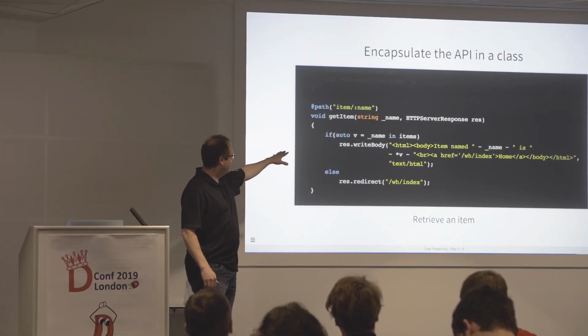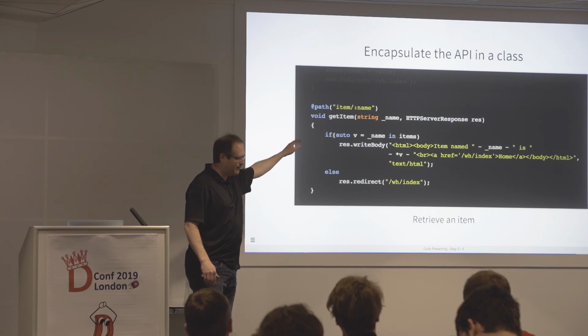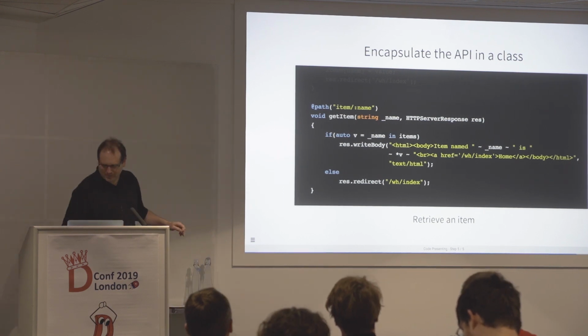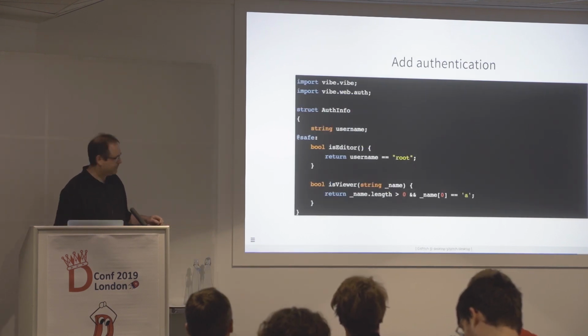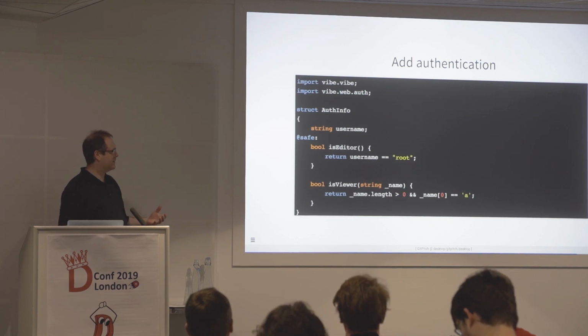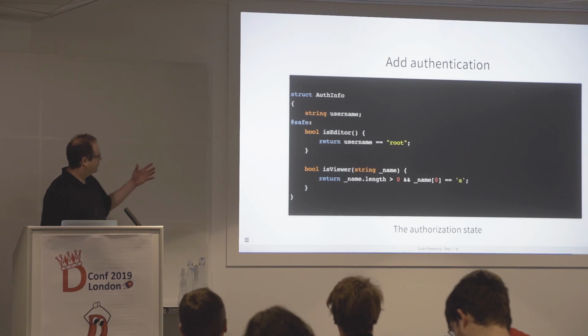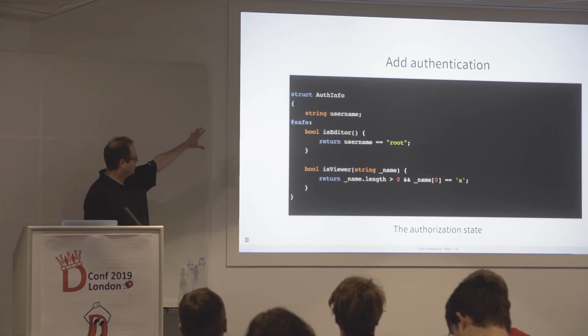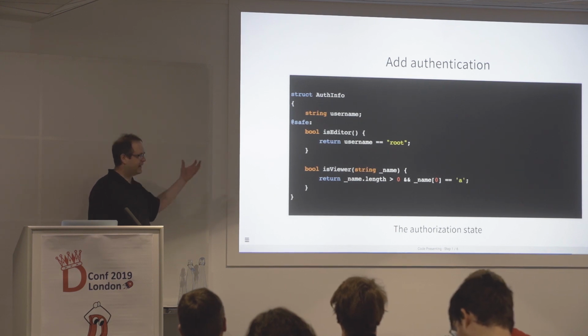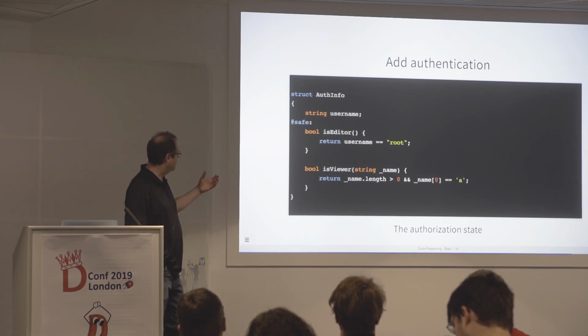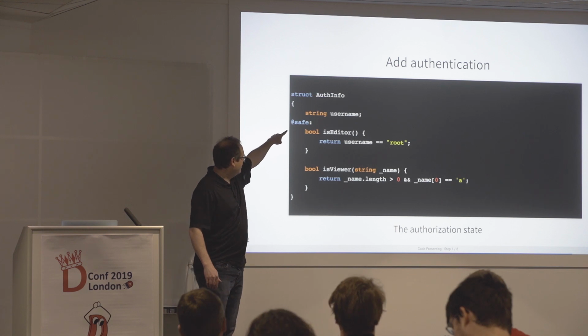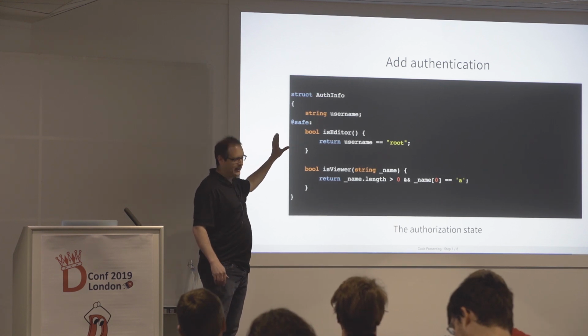All right, so we can see here that they pulled the name out of the route. Let me try and speed things up a little bit here. What if we want to add authentication? This is one thing I didn't actually know about VibeD until recently, but it supports this. So basically, we're going to describe a struct that encapsulates our authentication state. The only state we have right now is a username. This is terrible authentication. Don't do this.